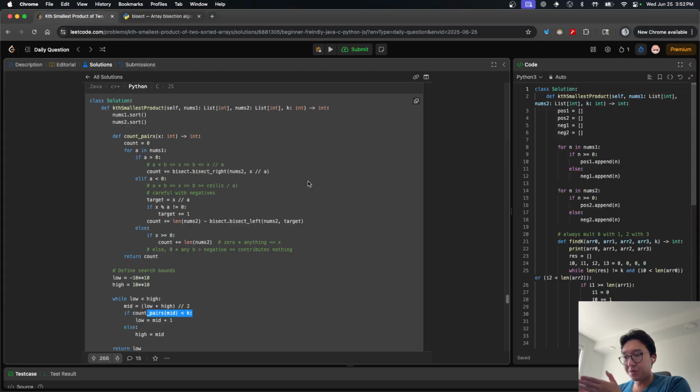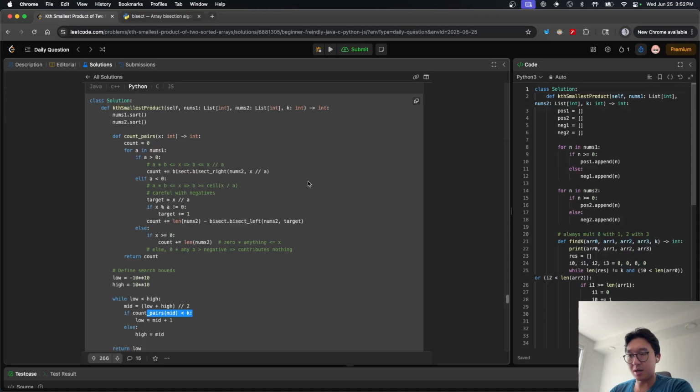If we have too few pairs, that means that our target is not large enough to cover a larger range of options. So that's why we need to increase the target. So left is equal to mid plus one. Now how are we going to count the pairs?